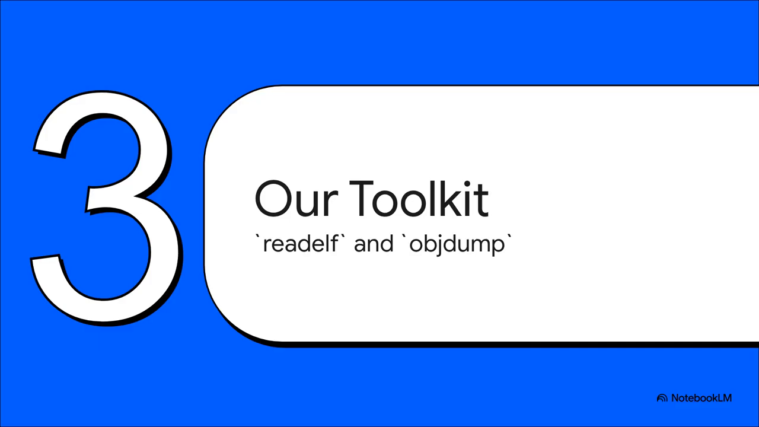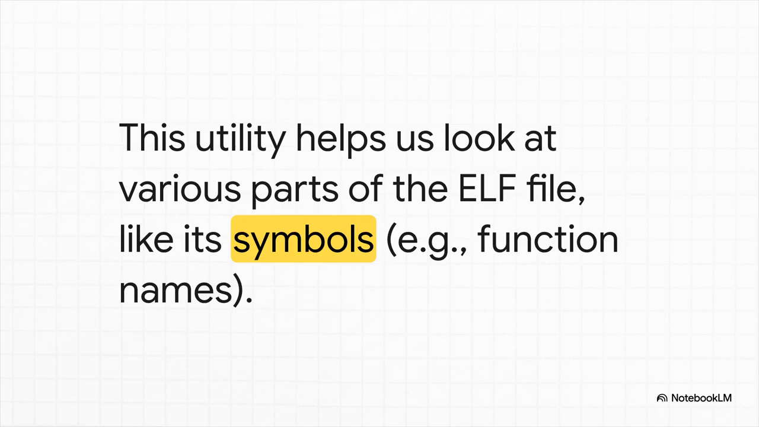So how do we actually look at all this stuff? Well, we have our own forensic toolkit for this. And two of the most powerful command line tools in our kit are readelf and objdump. Let's start with readelf. This command is fantastic for getting that high-level overview. We can use it to list all the symbols in the binary. Just think of symbols as labels for functions or variables. They're basically a table of contents for the code.